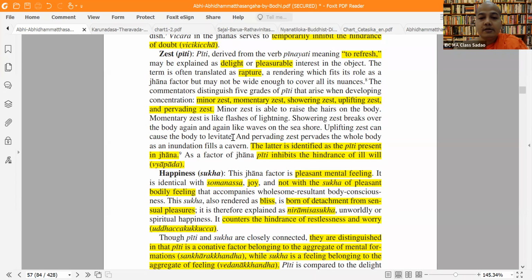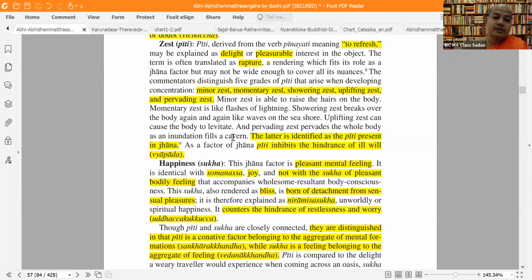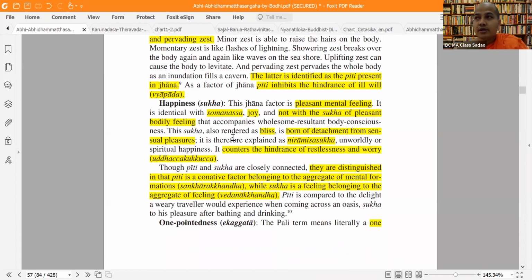And then uplifting zest can cause the body to levitate, so you would feel like you are floating in the air. But here it says that as a jhana factor, it is particularly referring to the fifth type, that pervades your whole body. And it counters the hindrance of ill will. I think it is quite understandable. When you are joyful, you do not have ill will.